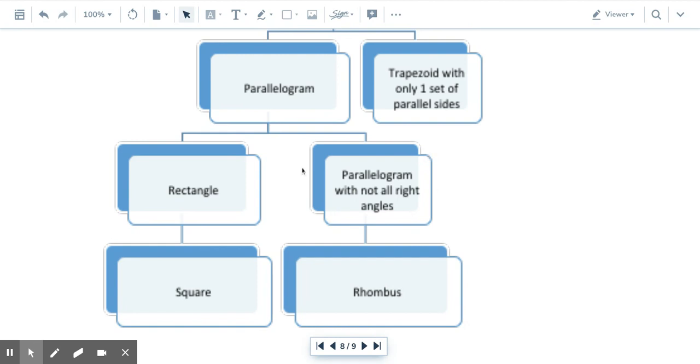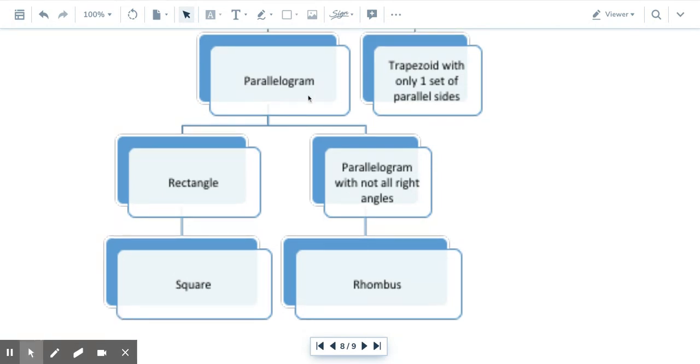Who remembers what the defining attribute of a rectangle is? Exactly. A rectangle is a parallelogram with 4 right angles. I know that a rhombus is a parallelogram, but it does not need to have 4 right angles. Therefore, if a rectangle is a subcategory of a parallelogram, but a rhombus can also be a subcategory of a parallelogram, all parallelograms do not have to be rhombuses because a parallelogram could also be a rectangle.